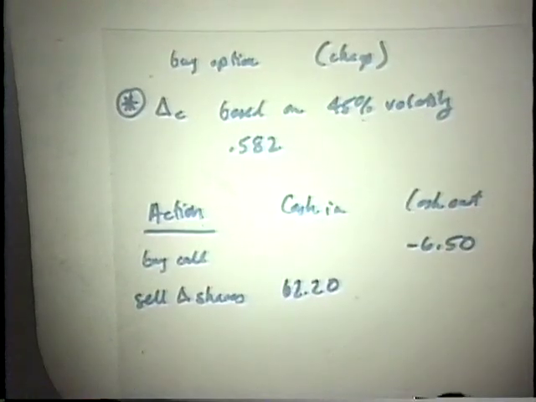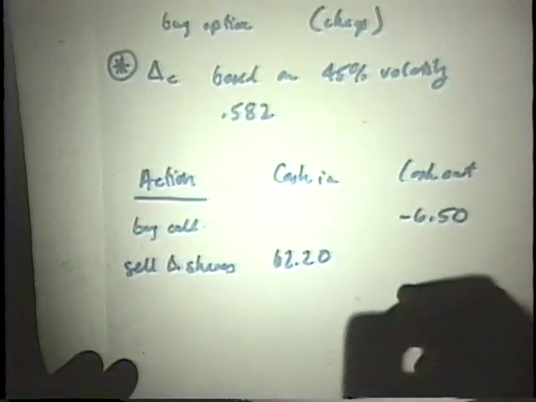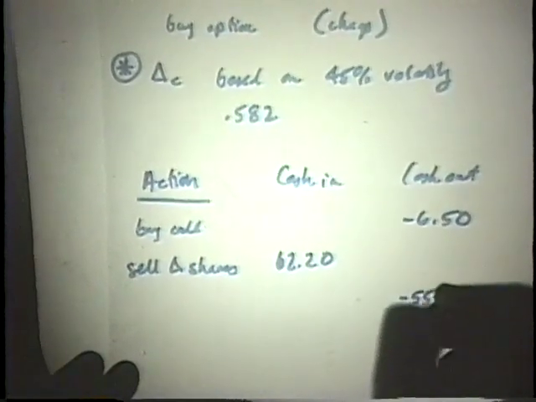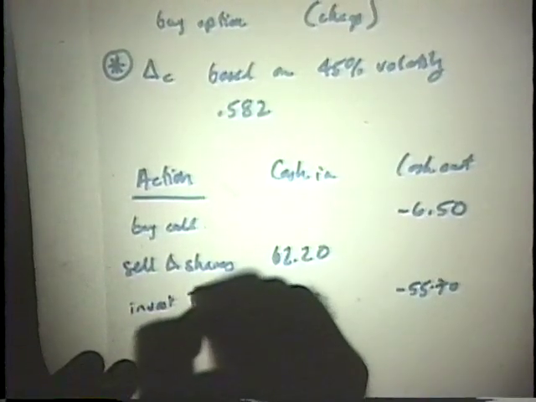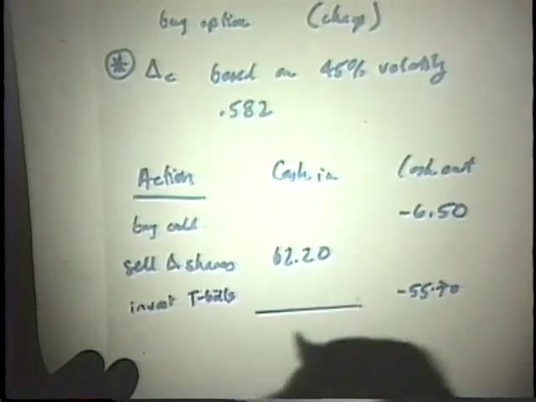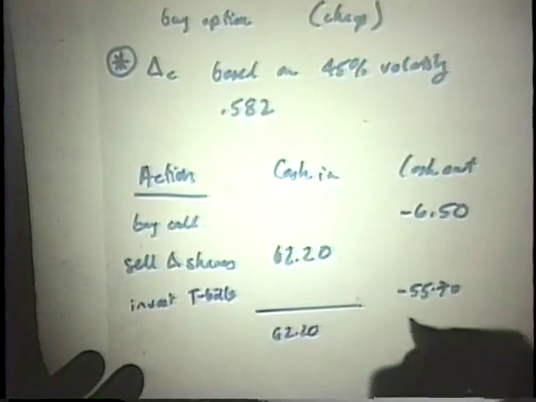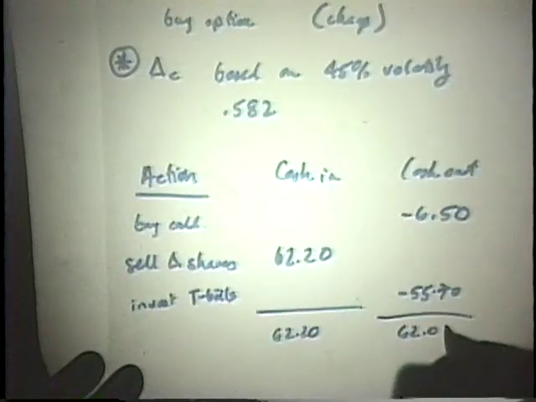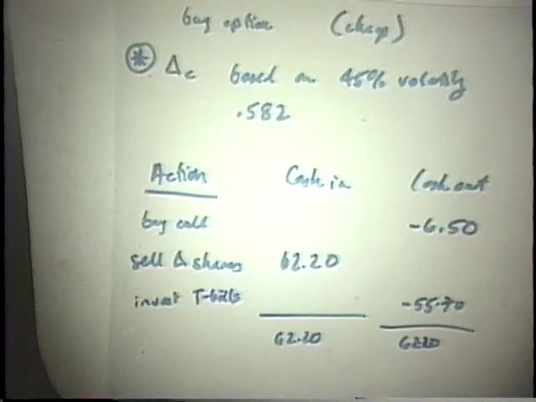And we got some leftover money. What do we do with it? We don't put it in a mattress, we invest it. Okay, risk-free. So we invest 55.70 in treasury bills. And the cash in is 62.20. The cash out is 62.20. And that's how to set this thing up.